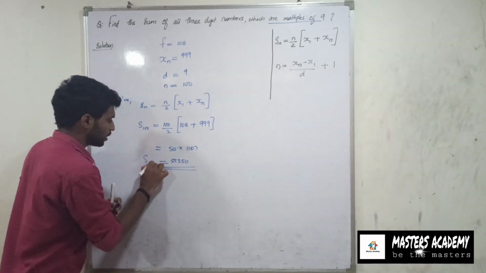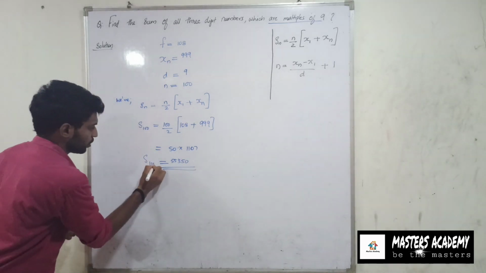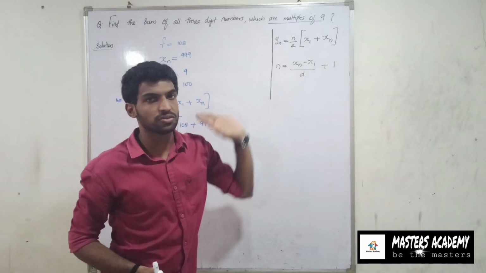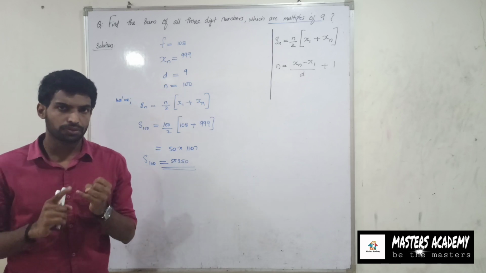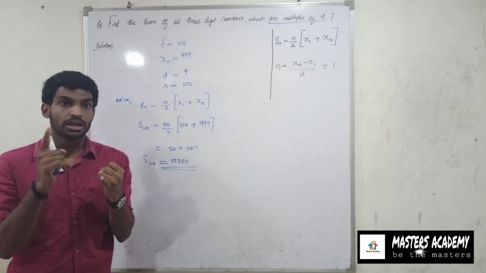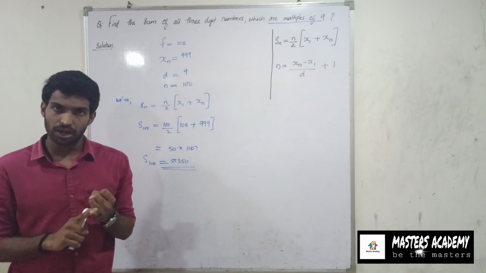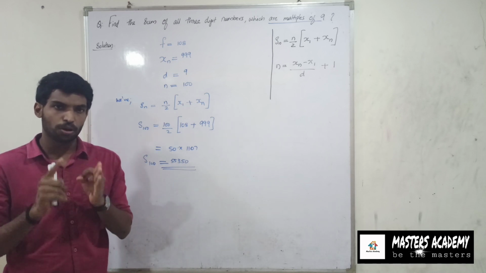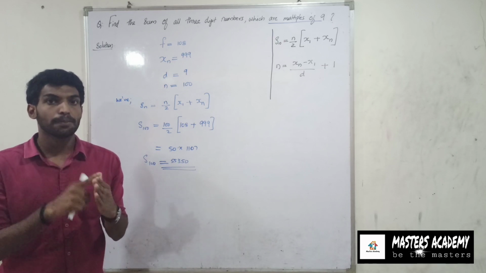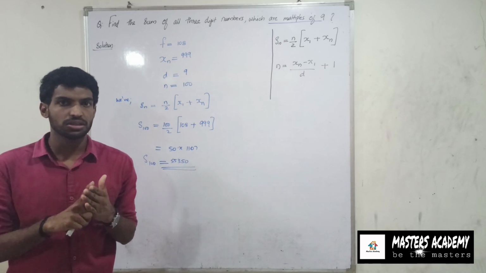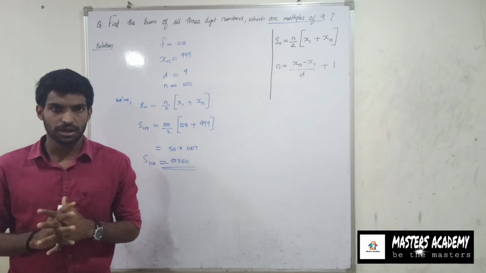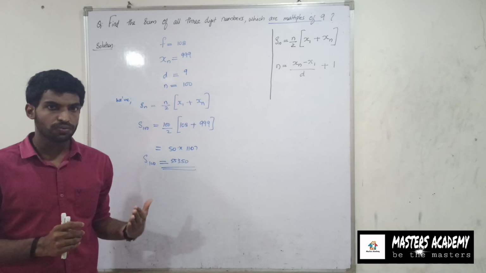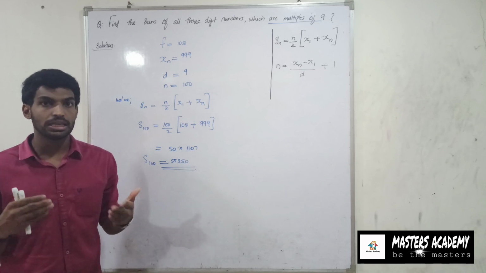So this is the sum of all 3-digit numbers which are multiples of 9. Understood? I repeat: first you have to find the first term, the first 3-digit number which is a multiple of 9, and the last 3-digit number which is also a multiple of 9. Then the common difference, which is 9 itself. Then the number of terms, obtained using the equation (xn minus x1) divided by d, plus 1. And the last step is the sum. To find the sum of the first n terms, first we have to write the equation for sum.